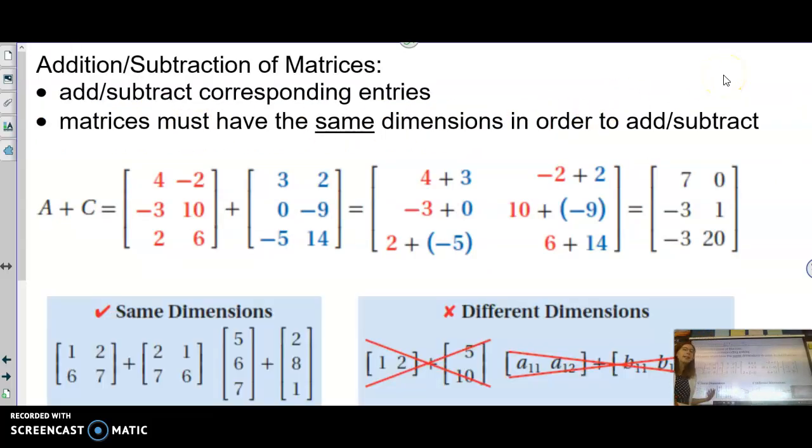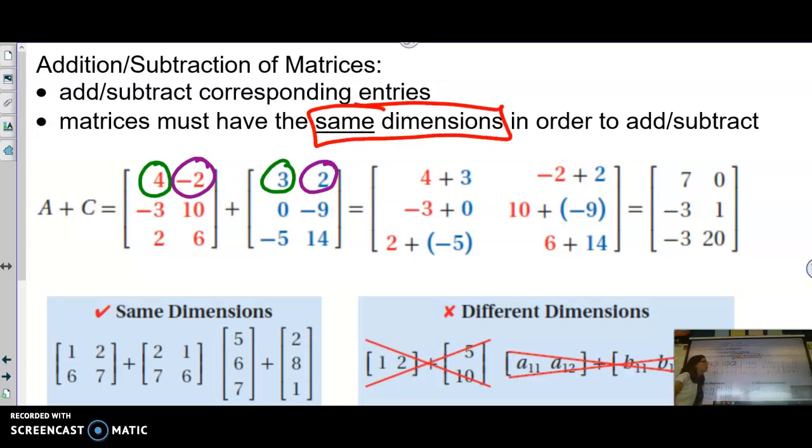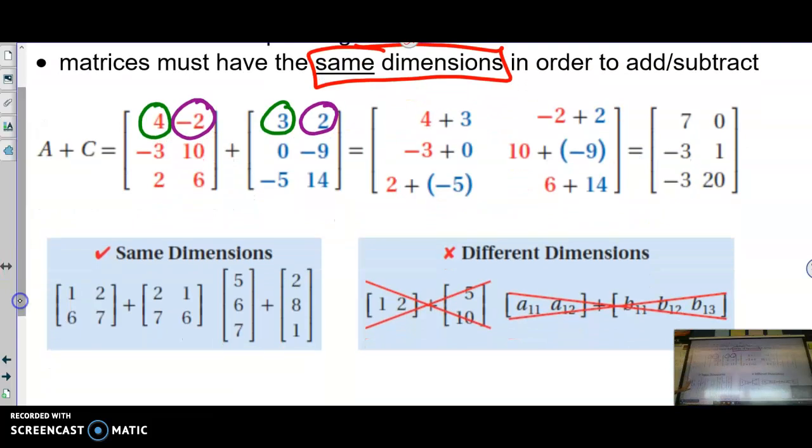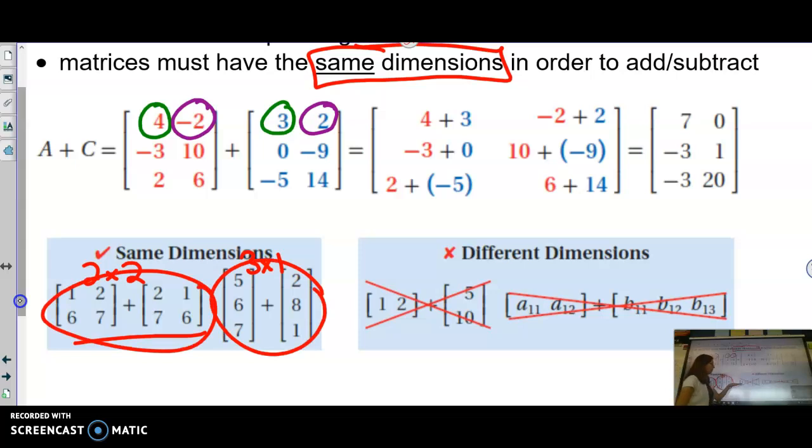Okay, now we're able to add and subtract matrices, and basically the rule is that you just add and subtract the corresponding entries. So this gets added to this, whereas this would get added to this. So you just add the things in the like spot. But in order to add matrices, they do have to have the same dimensions. So something like these you could add because they're both 2 by 2s. These are both 3 rows by 1 column. You can add these together. But if you have something like this that are different dimensions and different layouts, you cannot add those together.